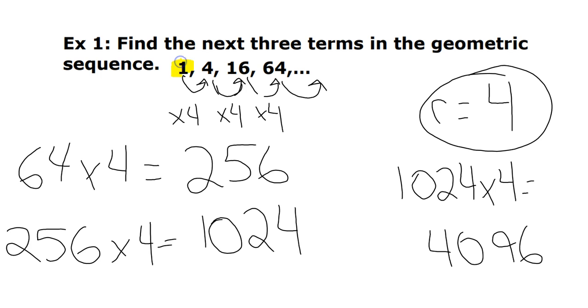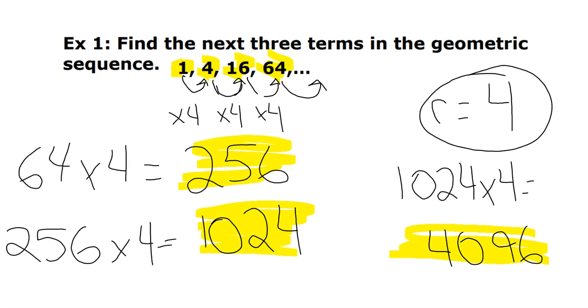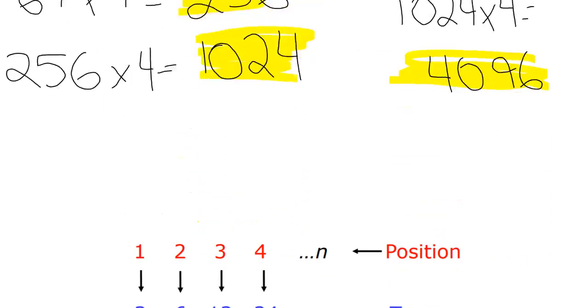And now we can talk about this just like we talked about our arithmetic. This is my initial term. This is my second term, third term, fourth term, fifth term, sixth term, seventh term. So we can talk about it as being terms in a sequence. But that's as simple as it is. If we find the common ratio, then it's pretty easy to find the next couple terms in line.